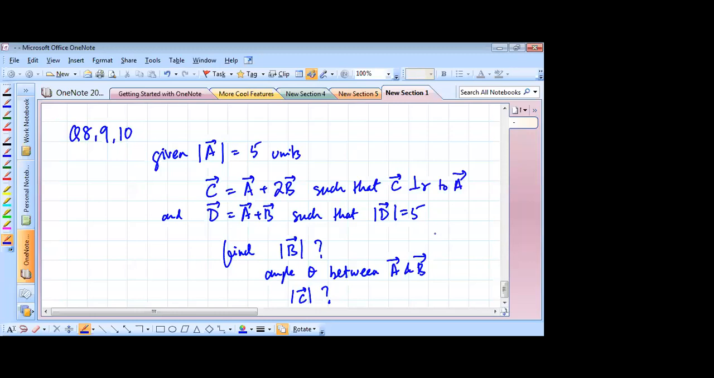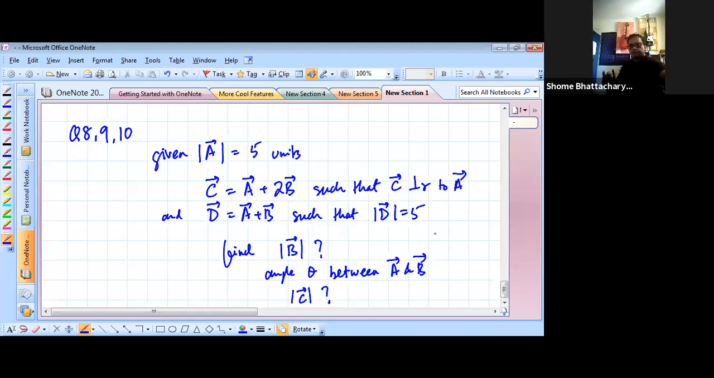So let us see now how we will convert the given information into equations. Since the given information is in terms of sum of vectors, A and 2B, and B is equal to A plus B, we have two options. We can go with component algebra or we can go with the triangle law and the geometry.